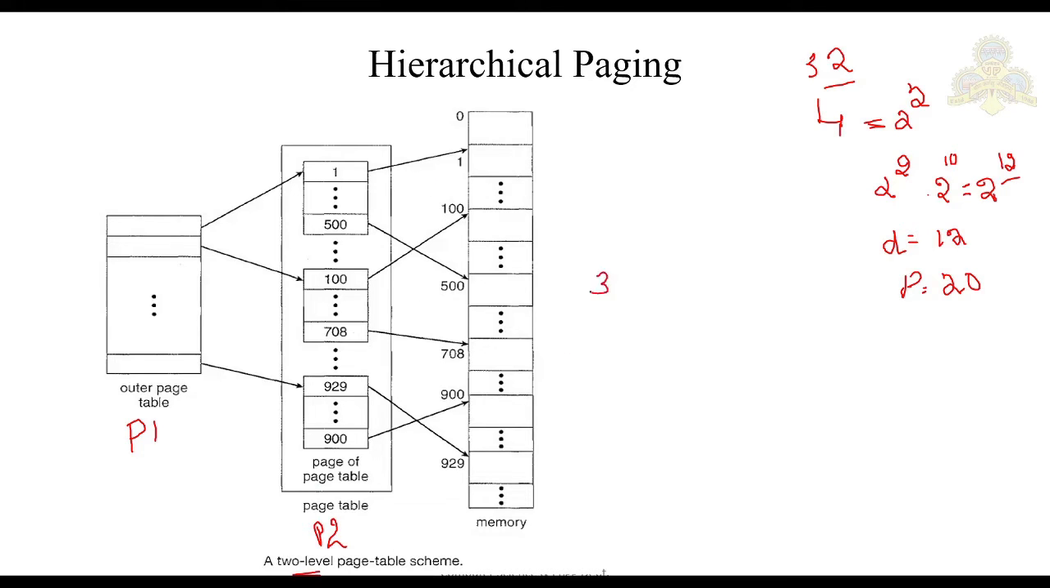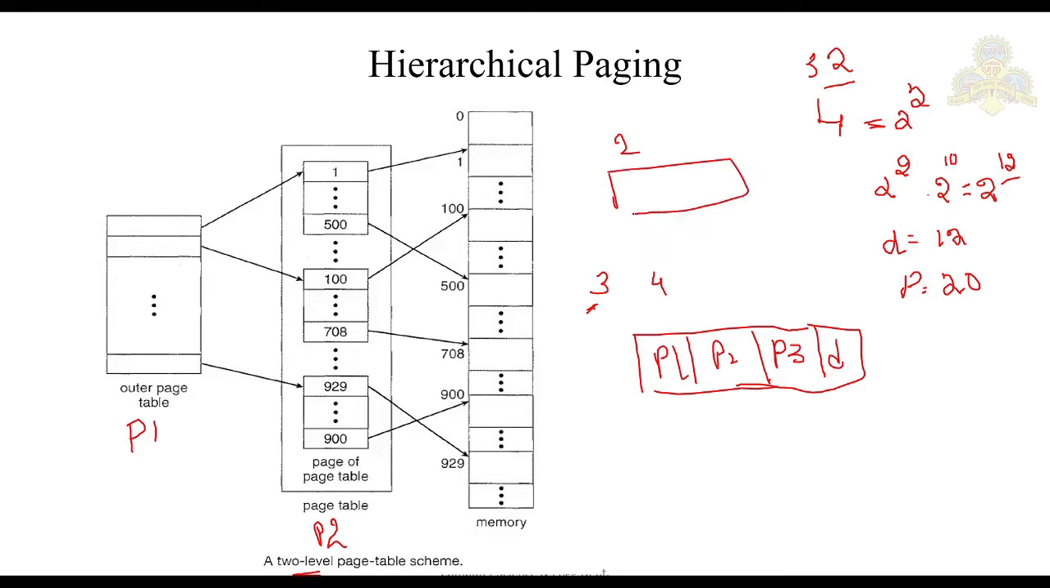So you may have a three level page table, four level page table, something like this. If you have three level paging, then what will happen? It will have four things here, that is p1, p2, p3, and this is your displacement. For two level paging, you will have two page tables, that means the first table, the second page table, and then the displacement.